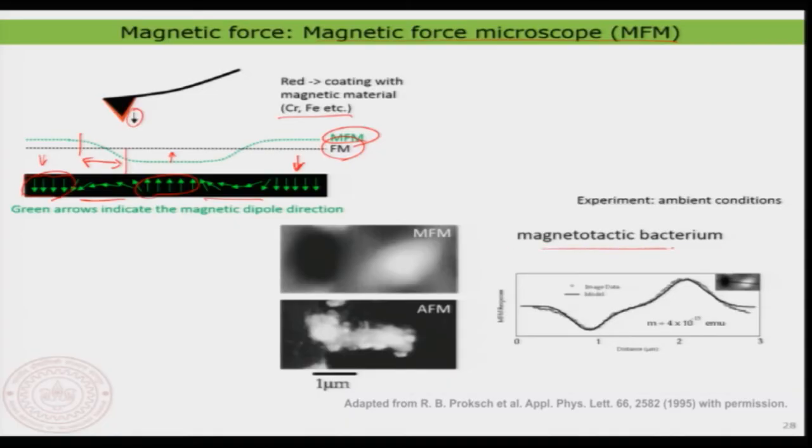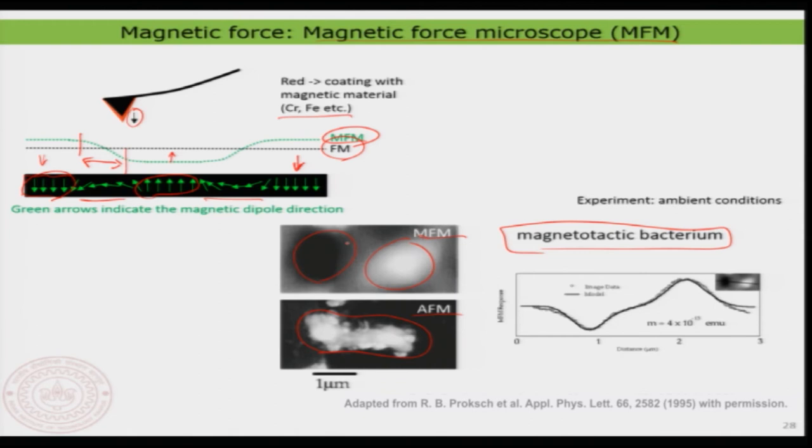I have a very interesting example I thought about. It is a magnetotactic bacterium. This is a special kind of bacteria that uses Earth's magnetization to get oriented. This is quite an interesting creature. Now, if you do an MFM, magnetic force microscopy, and an AFM of the same bacteria, which you can do simultaneously, what you see is that in the AFM it looks just like a bright feature, no difference. But in the MFM, you see that there is a dark region and a bright region.